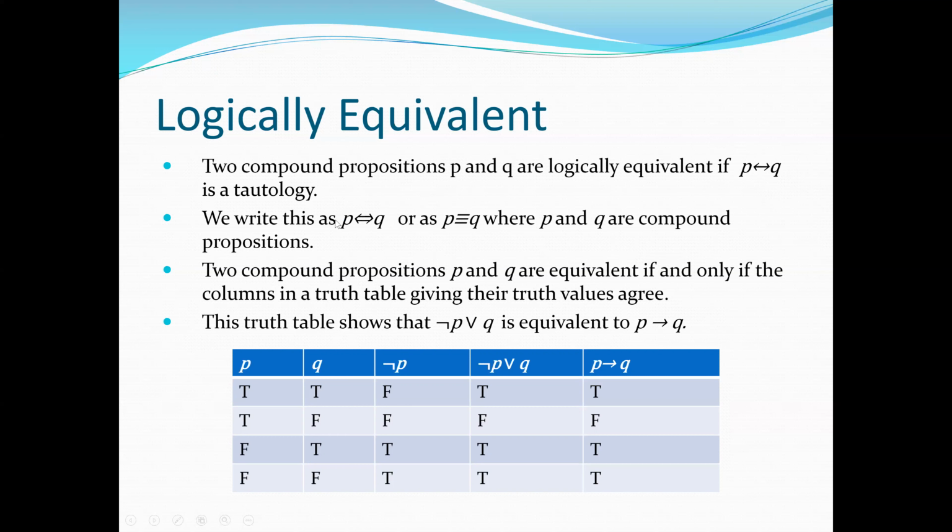And this is again tautology. Then we write this also as, we can use this double arrow with double line, or we can use the straight three lines, which means the same thing, by conditional. So two compound propositions P and Q are equivalent if and only if, which is by conditional, the columns in the truth table giving their truth values agree, or they are the same.